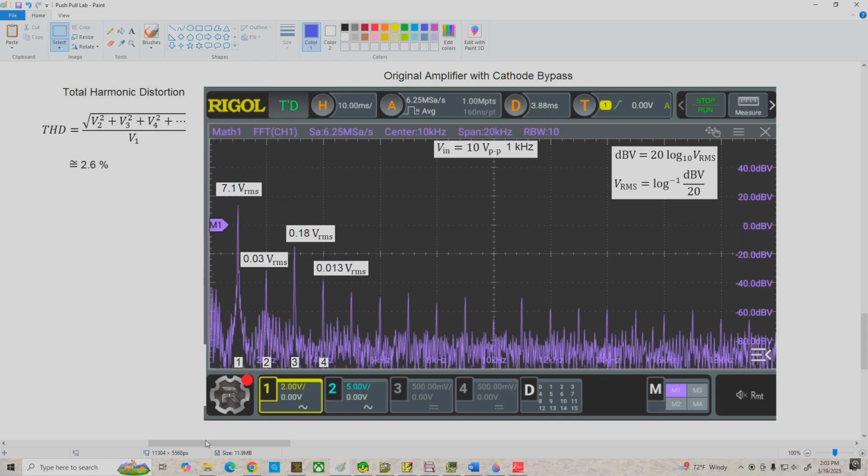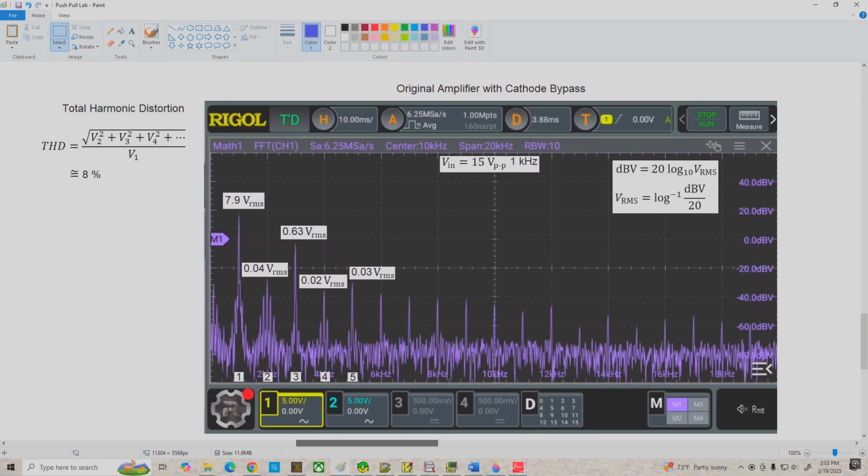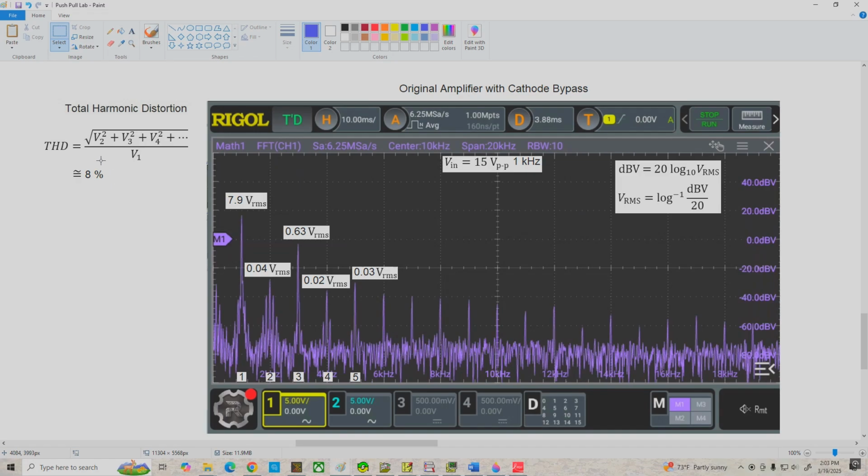2.6%. Now, if we turn the amplitude of the input up to 15 volts peak to peak, our overall total harmonic distortion increases to about 8%. And again, we can see how the voltages are distributed among the different frequencies here. Now, if we increase V in further and further, we're going to drive the amplifier into harder and harder clipping. And what that's going to do in the spectrum is cause the odd harmonics to be accentuated more because of the symmetry of the output waveform. And that's a topic we'll talk about in another upcoming video.